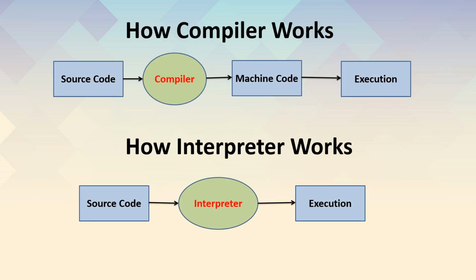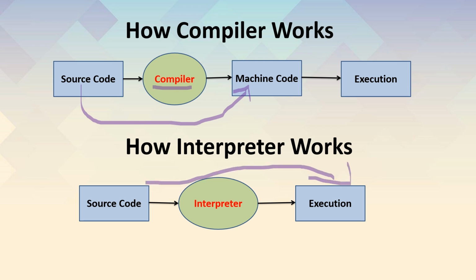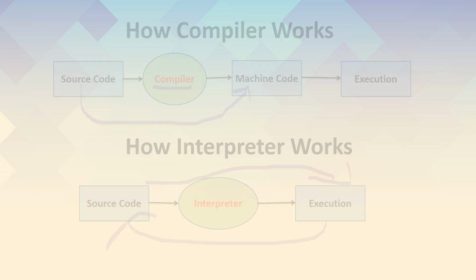As we have discussed, compiler translates the entire code at once into machine code and then executes it. Moving on to the interpreter, it translates and runs the code one line at a time, which means that after execution of each line only, it goes for next instruction.